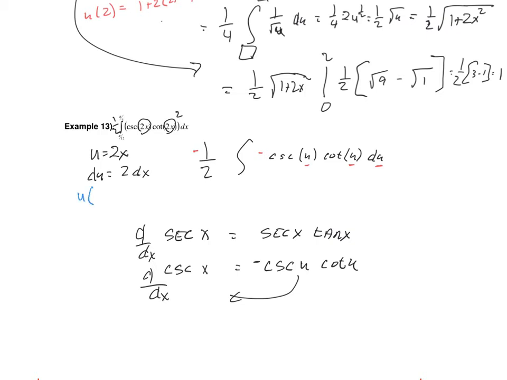So if I evaluate u of pi twelfths, that means I've got 2 times pi twelfths is pi sixths. And then if I evaluate u of pi fourths, I'm just putting it into the u equals x function here. So the 2 is there because that's what's in that problem.